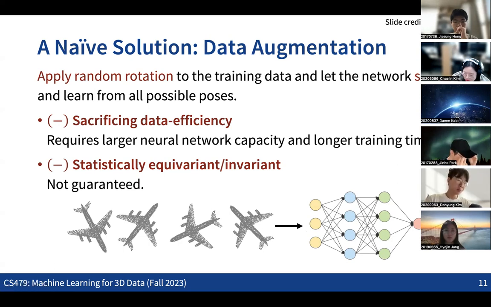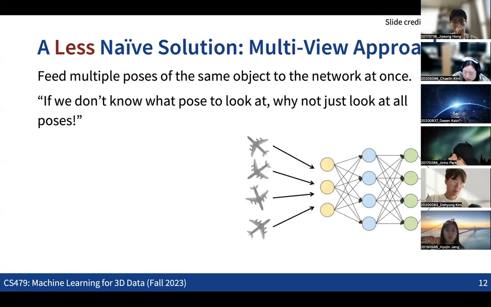So the other way around, which might be a less naive approach, is this multi-view approach. The basic idea is that we are not treating all the different poses of 3D models as different data, but we are making all the random rotations and making this set of all the different poses a single data point. Does it make sense? When you have an airplane, instead of making all the different poses and treating them as different 3D data, we are making the set of the different poses of the 3D data one single data point.